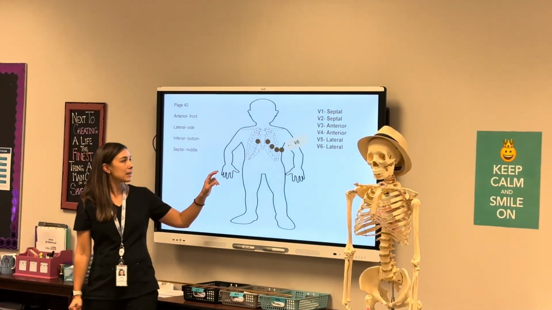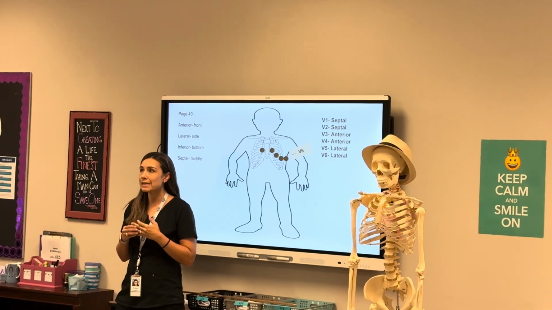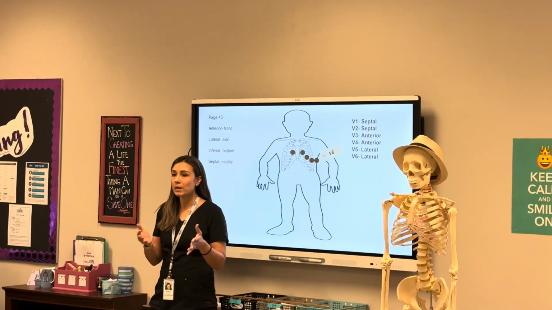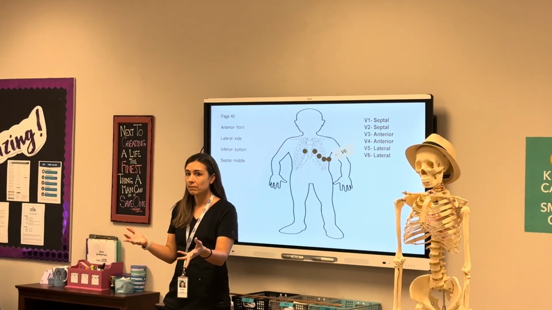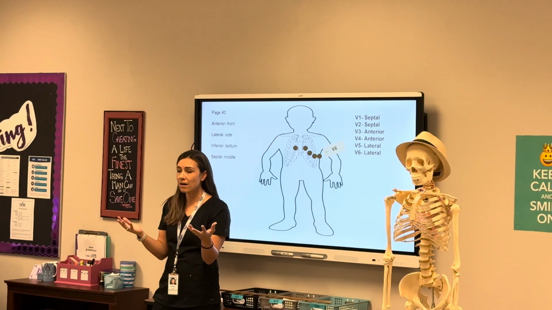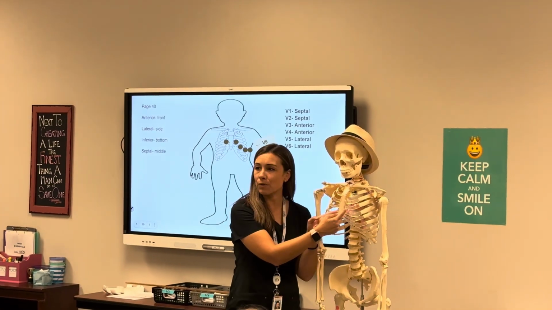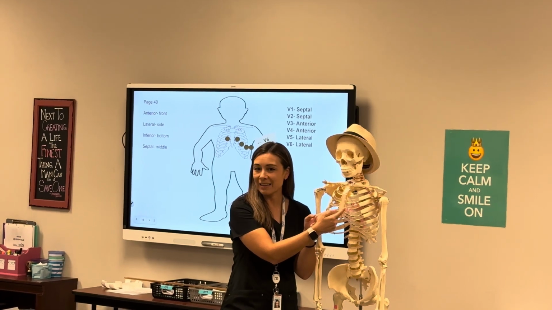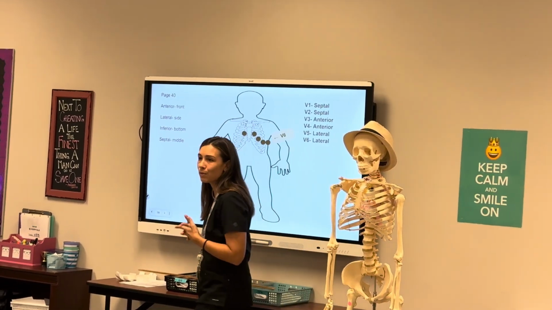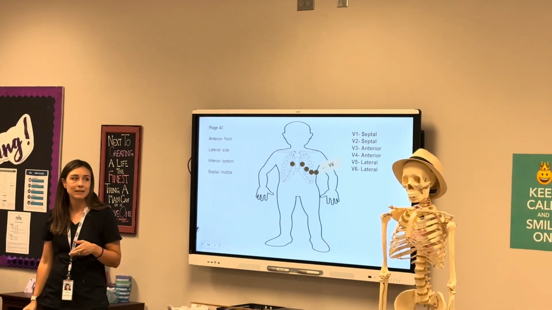Okay, so that being said, V1 and V2 are going to be septal leads. When I say septal, you should think what word? Septum. What is septum? The separation of right and left in the heart, okay? Look, V1 and V2. What did I just divide? The left and the right, okay? So that's how I want you to think of V1, V2. V1, V2 are septal. They're going to divide that heart from right to left.